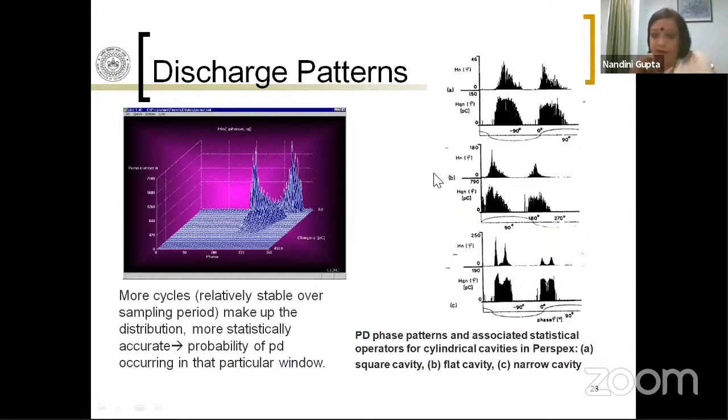I have here a picture. This is not in 3D, but in 2D. I have a picture from a paper. These are the PD phase patterns that you see in various shapes of cavities. You have perspex dielectric material, you have a square cavity, you have a flat cavity, and you have a narrow cavity. And as you let the phi-q-n pattern build up over a large number of cycles, you can see that the patterns are completely different.